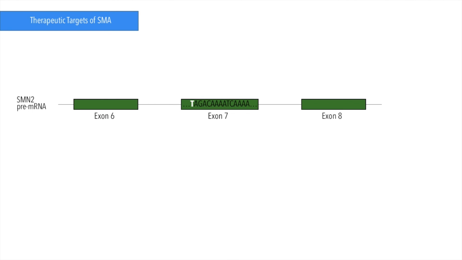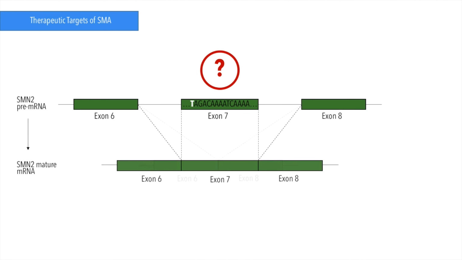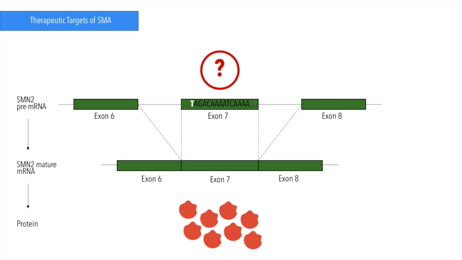Currently, there are no treatments for SMA. However, knowing how exon 7 is excluded can help researchers find therapies that can increase exon 7 inclusion in SMN2 mRNA transcripts to ultimately produce functional SMN proteins.